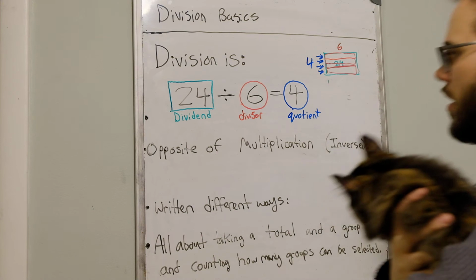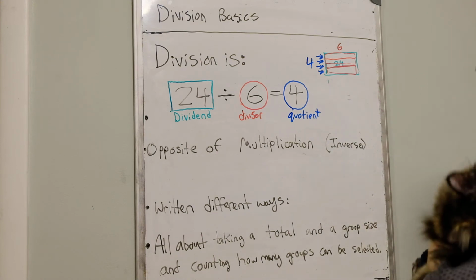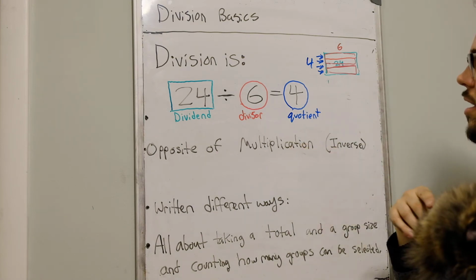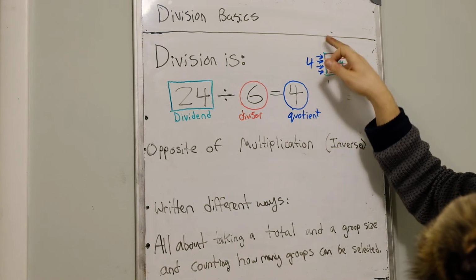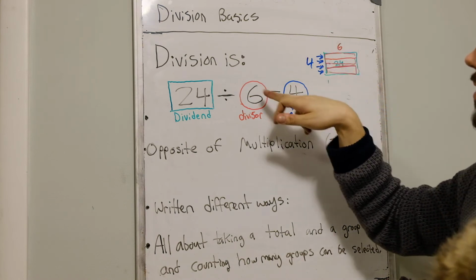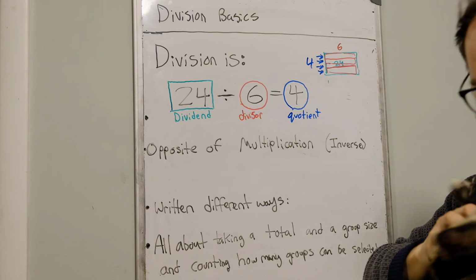All right, so the other idea here is that division is always the opposite of multiplication. So we're going to realize that this is really just the opposite of 4 times 6 equals 24. And we'll look at how that is.